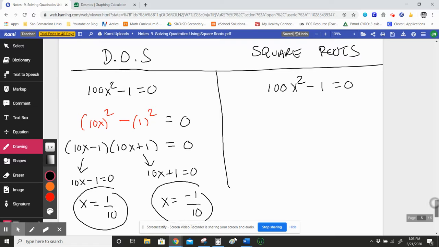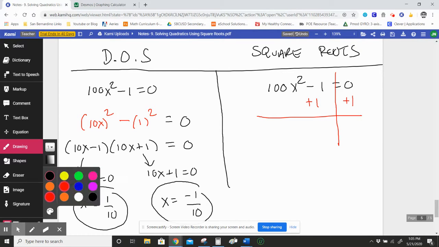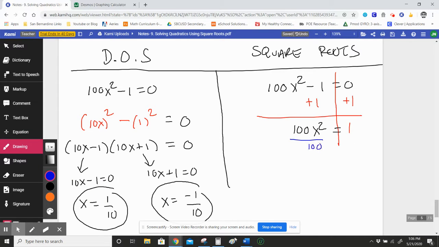So let's do the exact same problem using square roots. Same exact thing, right? We're going to draw the wall, though. We're going to add 1 to both sides, plus 1, plus 1. We're going to have 100x squared is equal to the number 1. Then I'm going to divide both sides by 100. Divide by 100, divide by 100. So we're almost done. x squared is equal to 1 over 100.